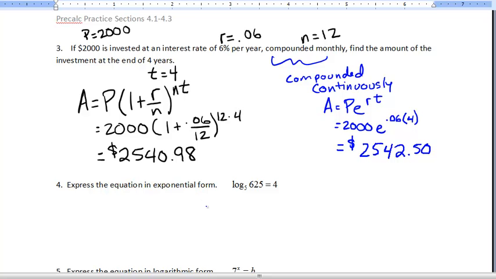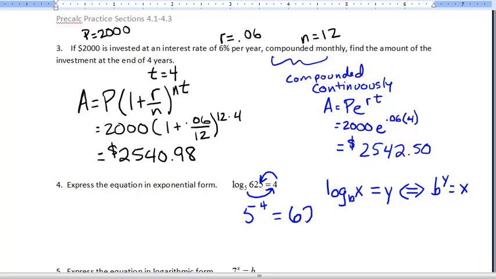Question number 4 says write the equation in exponential form. Well, the basis for all exponential problems and logarithmic problems is log base b of x equals y if and only if, we use this double arrow, b to the y equals x. Alright, so here's my base, 5. I'm going to go across the equal sign, and that's my exponent, and that's going to equal what I'm taking the log of. So 5 to the 4th power equals 625. And so to write it in exponential form, say 5 to the 4th equals 625.